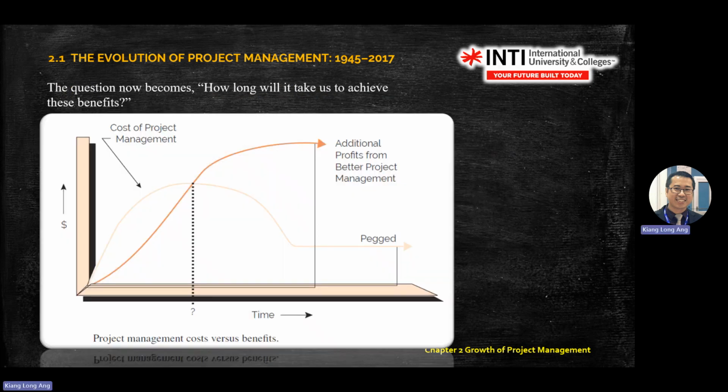So the question now becomes, how long will it take us to achieve this benefit? On the left-hand side, your y-axis is money, or cost, or profit. The x-axis is time. So you have a few lines here. One is the cost of project management. As you move, if you take more time, the cost of project management will rise up to an optimum time, then drop to a constant cost.